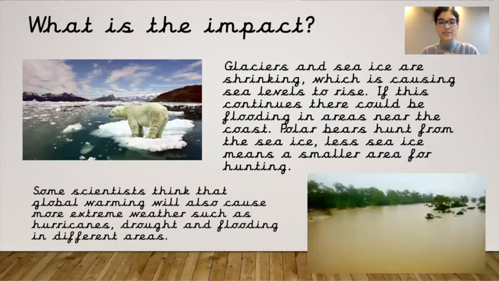Polar bears hunt from the sea ice. Less sea ice means they have a smaller area to hunt, and that would obviously not be very good for polar bears who get all of their food from hunting. If they're not able to hunt as easily, they won't be able to get their food as quickly and as easily either. Some scientists think that global warming will also cause more extreme weather, such as hurricanes, drought, that means that there's no water left, and flooding in different areas.